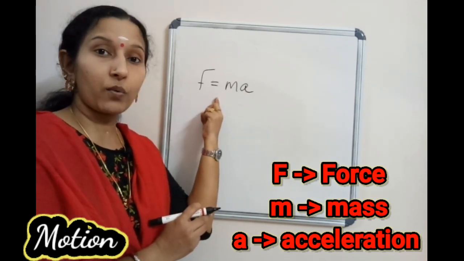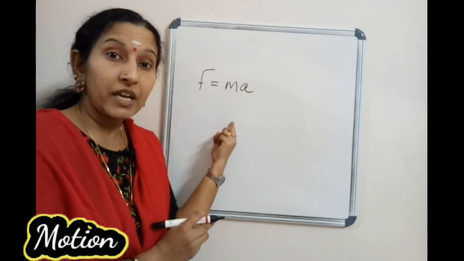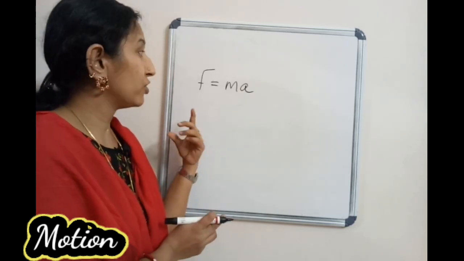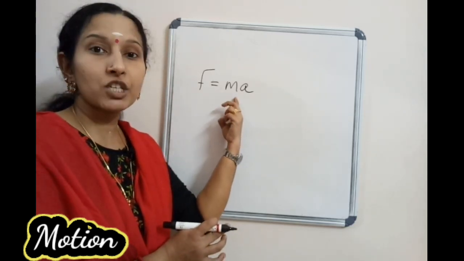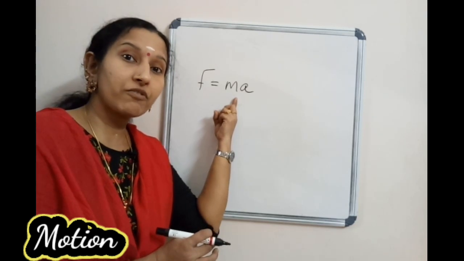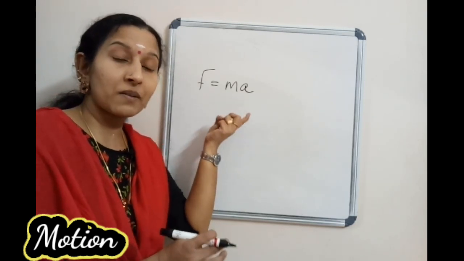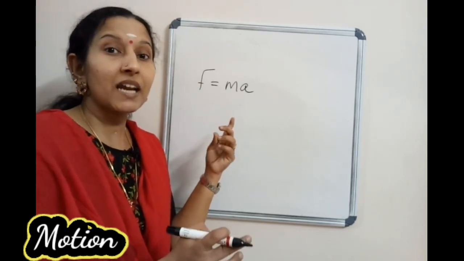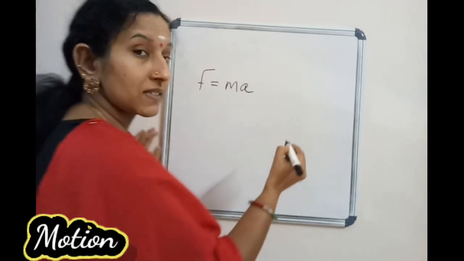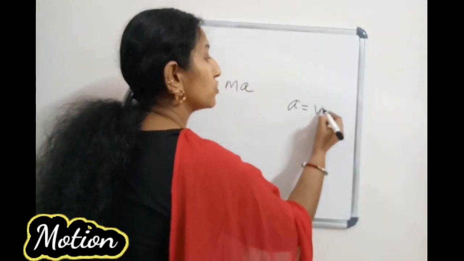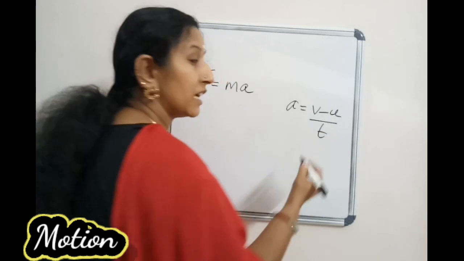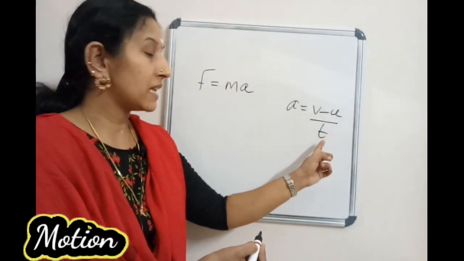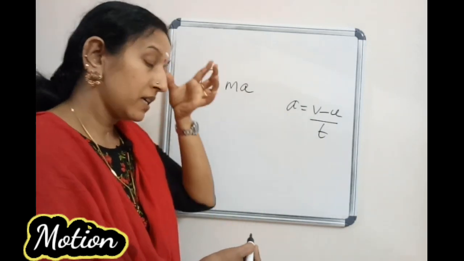So with the help of this equation, how can we find the first law of motion? For that, first you have to know the equation for acceleration. What is acceleration? Acceleration is the rate of change of velocity, and acceleration a equal to (v minus u) by t, where v is the final velocity, u is the initial velocity, and t is the time. This we already studied, right?